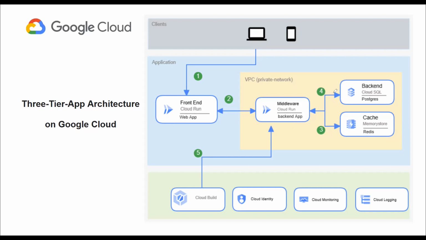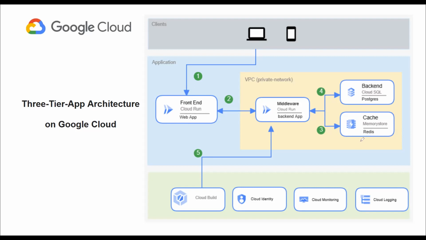The next tier is the database tier. It is deployed on Cloud SQL, which provides a fully managed relational database in the cloud. Here, we have used PostgreSQL as the database. Cloud SQL takes care of managing the database infrastructure, backups, and scaling, so we don't have to worry about managing the underlying infrastructure.